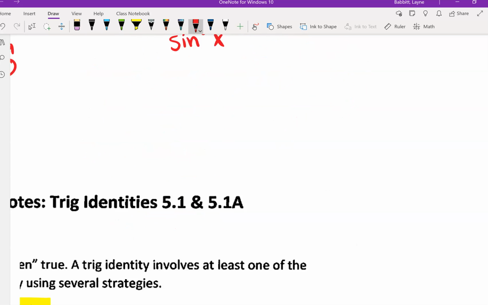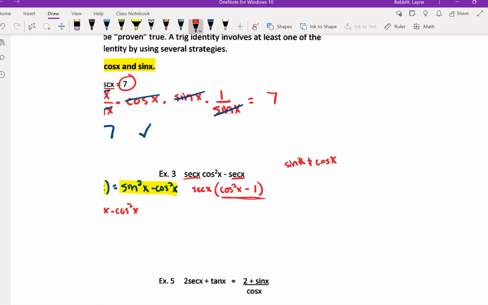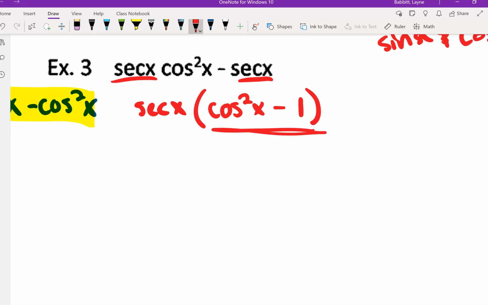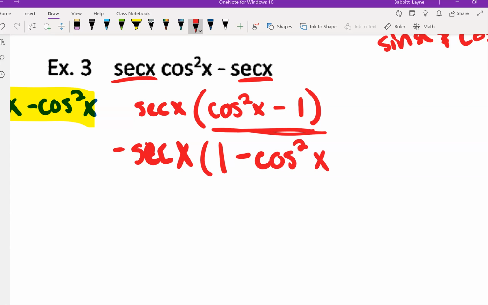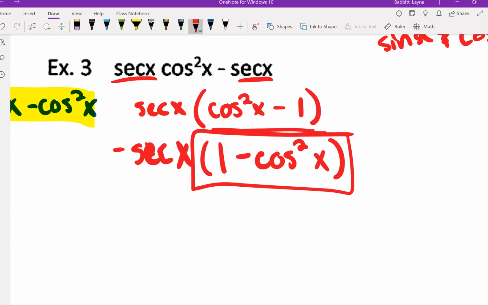Oops. I'm all over the place. Sorry, guys. So what I'm going to do is I'm actually going to factor out a -1 also. Just negative secant of x. And then this will become a +1 and a negative cosine squared x. And then this whole thing can just be replaced with sine.